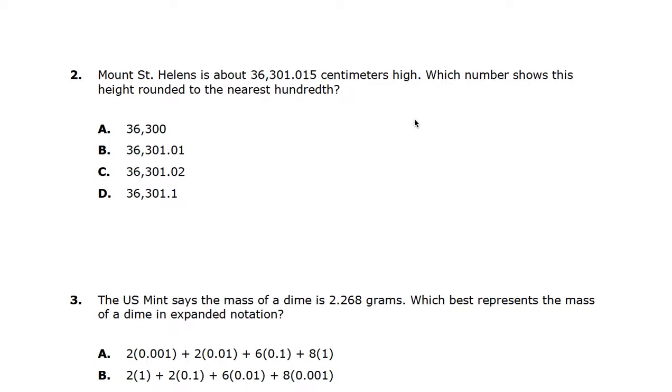Question 2. Mount St. Helens is about 36301.015 centimeters high. Which number shows this height rounded to the nearest hundredth? A, B, C, or D?